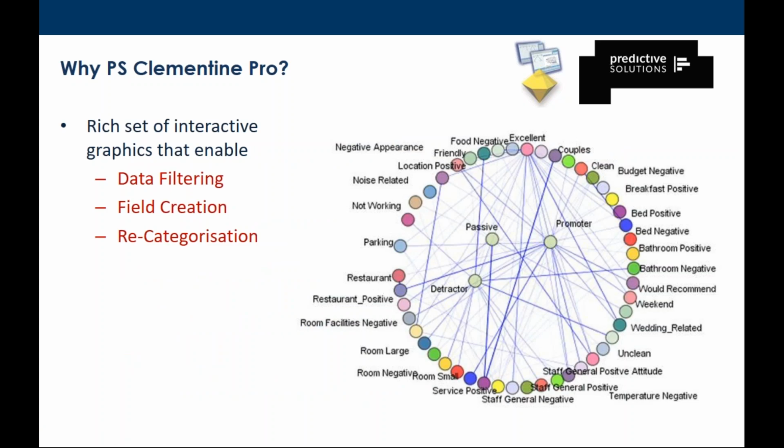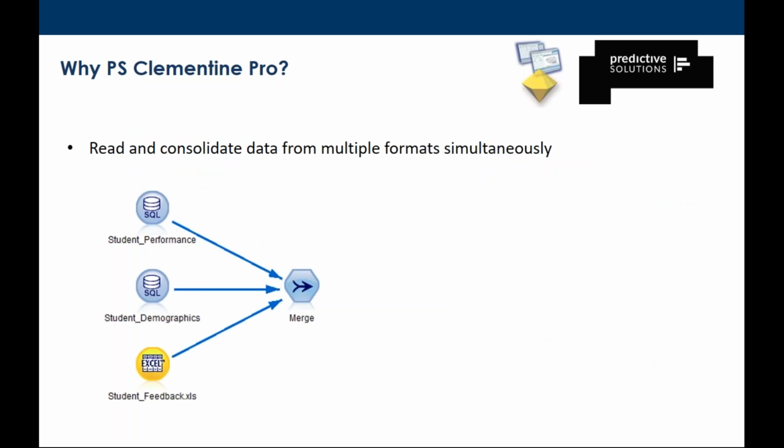There is also a rich set of interactive graphics available that enable things like data filtering, to create fields and recategorization. One of the strengths of PS Clementine Pro is the ability to use the charts and the output itself to create new fields, to define filters, to group categories together without having to drop into code. So that's the interactive aspect of it.